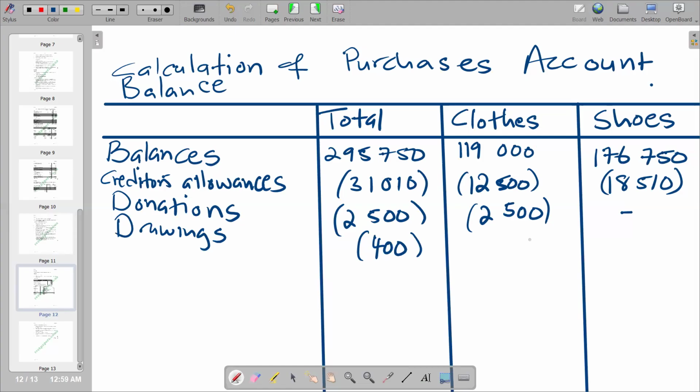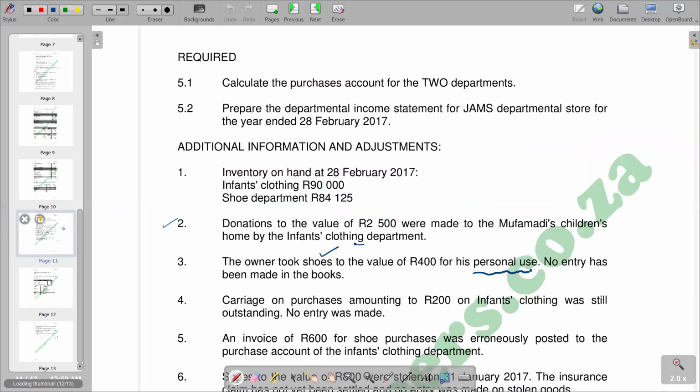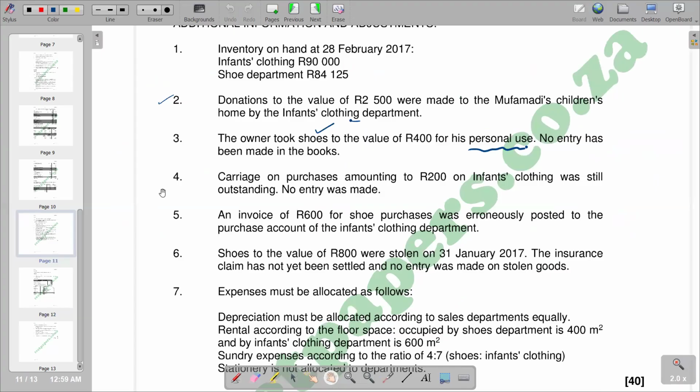And it's a reduction in the shoes department. So that's what we follow for our drawings. It's not affecting our clothes department. So I'm moving on. You'd see that on information 4, we are told that carriage on purchases amounting to 200 rands on infants' clothing was still outstanding. No entry was made. So this one is affecting our carriage, which we are going to adjust when calculating our cost of sales. So we can leave that one.